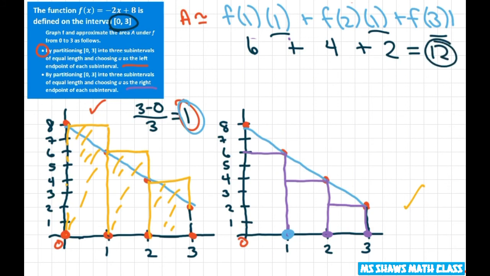And you can tell the area is going to be less because this one's more under the curve, or under the line. And our first one was a bit above our line.